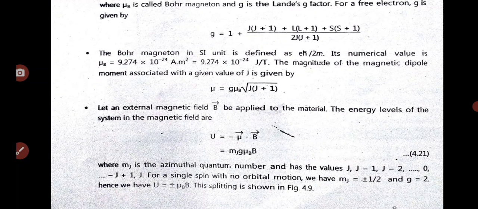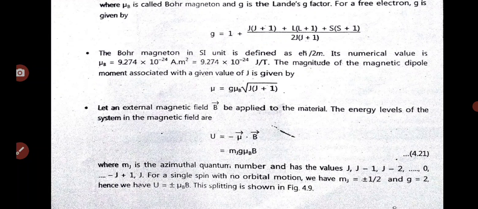So the factor we have to calculate here is simply j, and we have to calculate this mu bar. If an external magnetic field B is applied to the material, the energy level of the system in the magnetic field is given by the potential U equal to minus mu dot B, where B is the magnetic induction or magnetic field intensity.